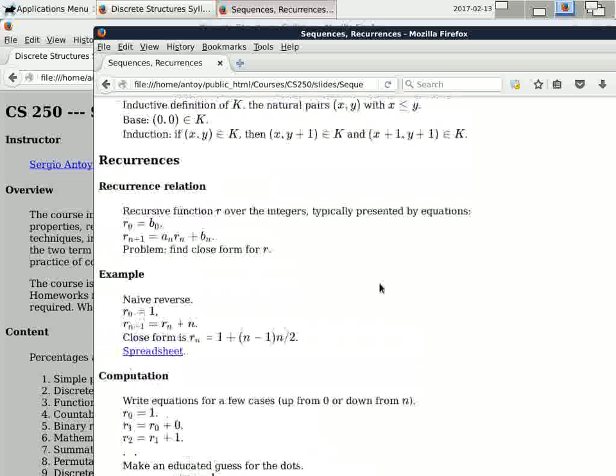Last point on sequences: a recurrence relation.